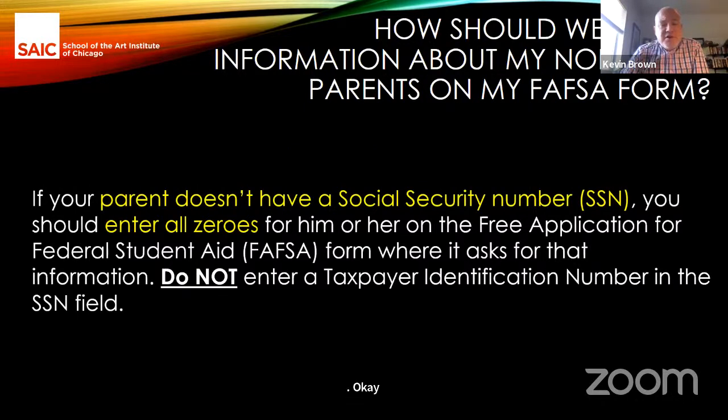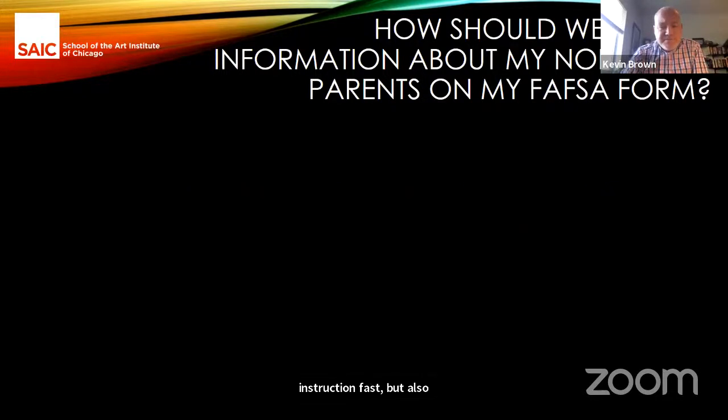If a parent doesn't have a Social Security number, you should enter all zeros for him or her on the FAFSA itself, when it asks for the Social Security numbers. Do not enter the taxpayer's identification number in the SSN fields. Again, only enter zeros. Again, the instructions on the FAFSA also provide directions regarding this.